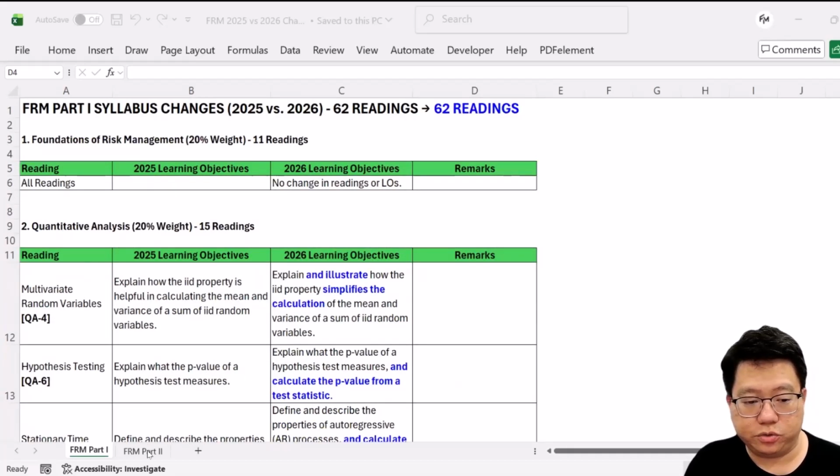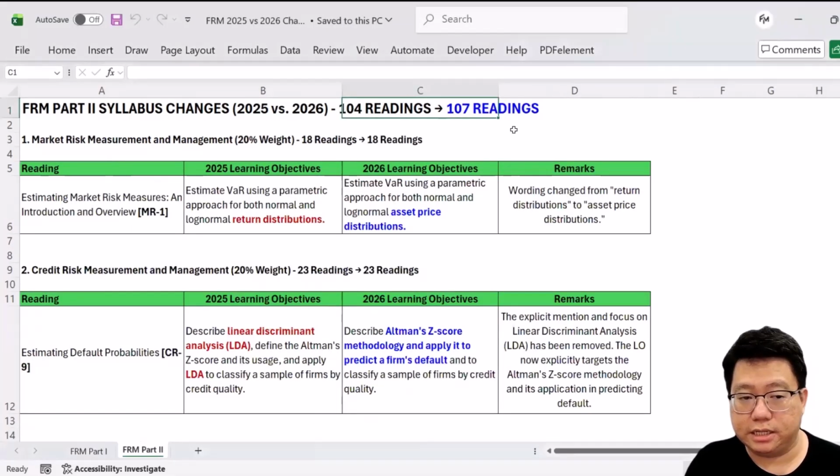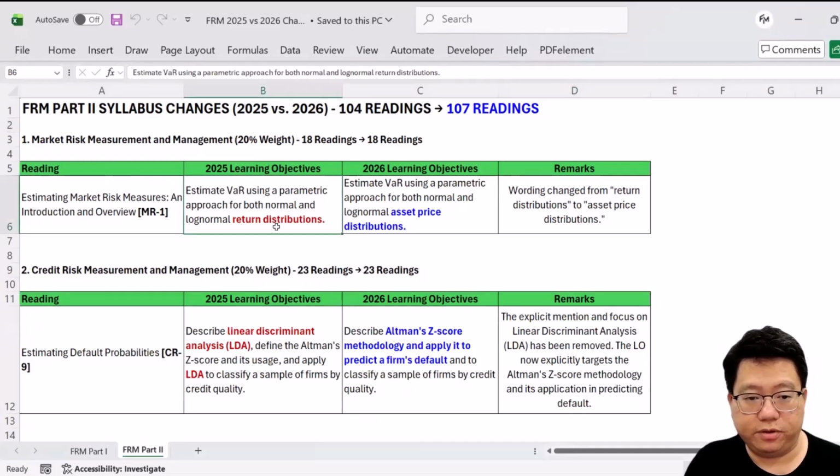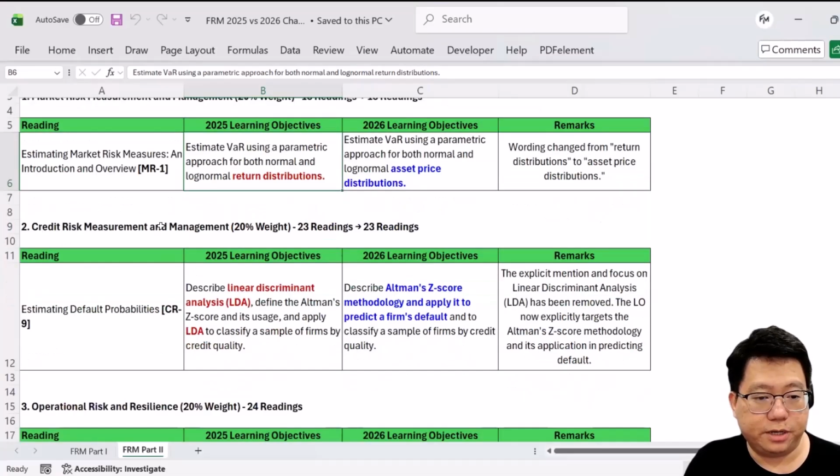Now moving on to Part 2. Okay, now there are changes in the Part 2 syllabus. For market risk, just a very small change to the learning objective. For the first reading, they have updated the learning objective from return distributions to asset price distributions. For credit risk measurement and management, for reading 9 on estimating default probabilities, here they emphasize more on Altman's Z-score methodology and how we apply it to predict a firm's default.